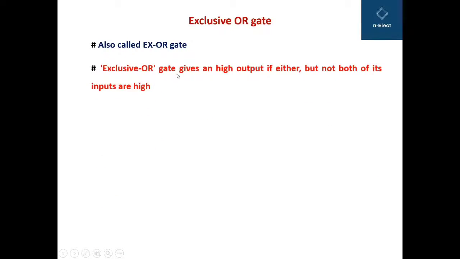XOR gate is basically called as exclusive OR gate. Exclusive OR gate gives output high when the inputs are different, and when the inputs are same the output is 0.